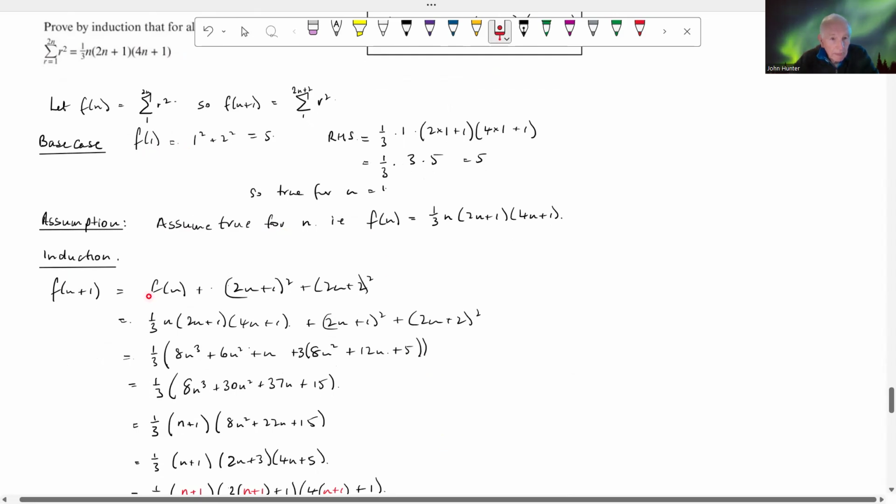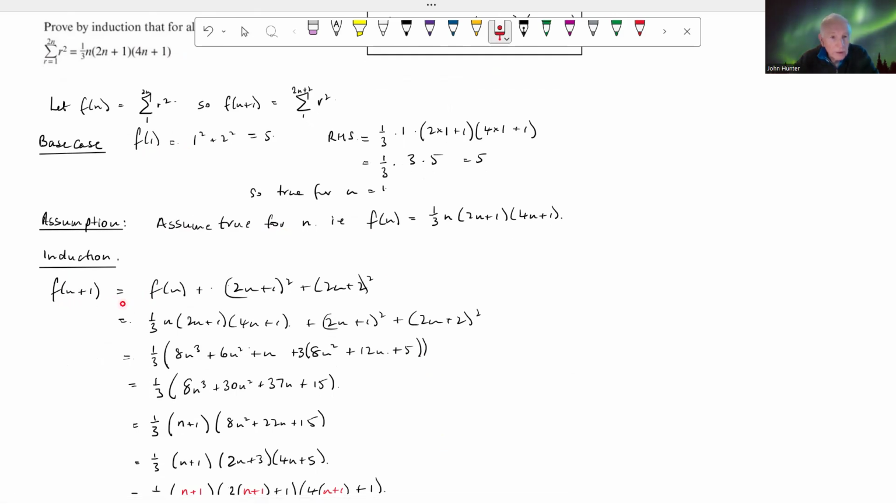So what this is saying is that the additional term as we go from n to n plus 1 in this case is actually two terms here. Because if we're going from n to n plus 1, that's taking us from the sum from r equals 1 to 2n to the sum to 2n plus 2. So our extra terms are 2n plus 1 and 2n plus 2.